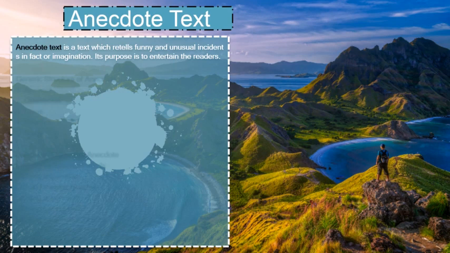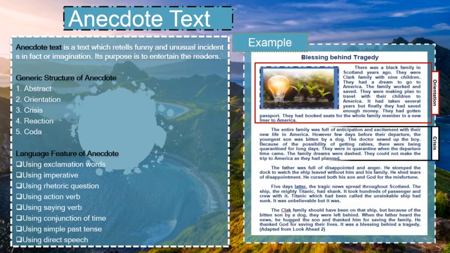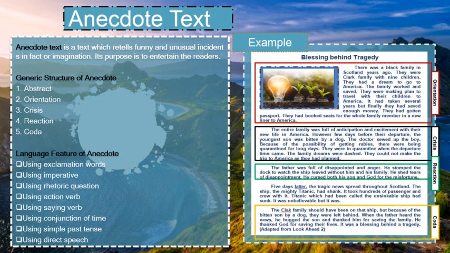Anecdote text. Anecdote text is text which retells funny and unusual incidents in fact or imagination. Its purpose is to entertain the readers. Generic structure of anecdotes. First, abstract. Second, orientation. Third, crisis. Fourth, reaction. And the last is coda.